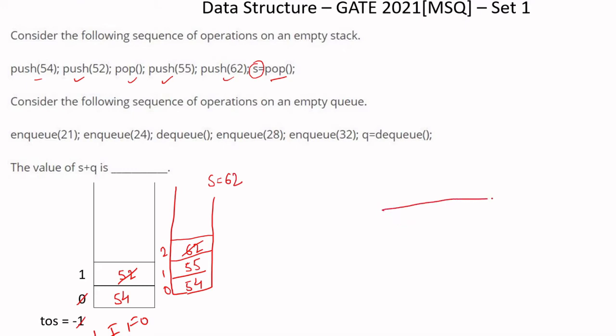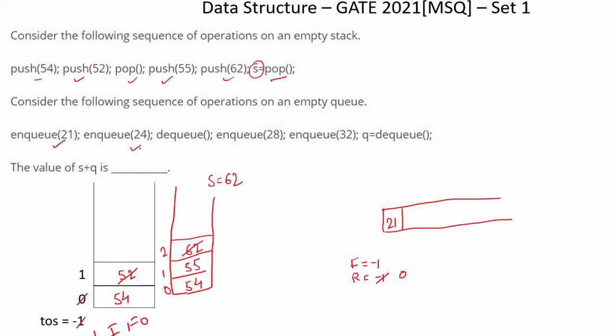Now we are given one empty queue. We all know that a queue maintains two pointers, that is front and rear pointer, where the insertion happens from the rear and deletion happens from the front pointer. So we have to first enqueue 21 onto it. So rear pointer will get incremented from -1 to 0 and we have to enqueue 21 here.